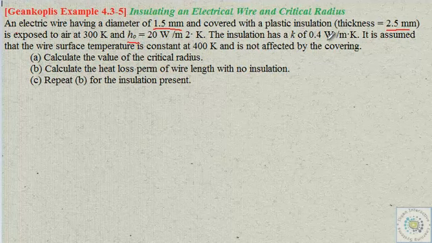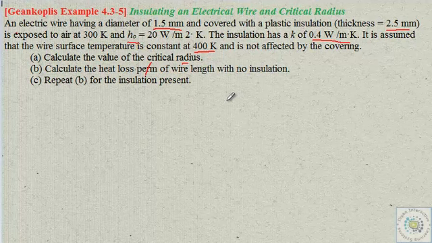The insulation has a conductivity of 0.4 watts per meter per Kelvin, and it's assumed that the surface temperature of the wire is at 400 K, no matter if it's insulated or not. We are being asked to calculate the critical radius, and letter B, the heat loss per meter of wire length with no insulation, and what the heat loss will be if there is insulation.